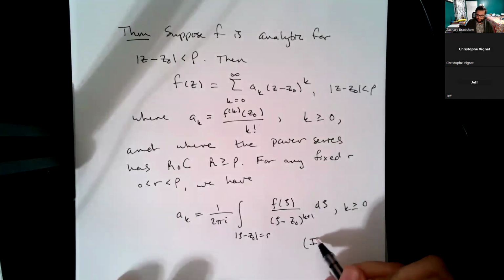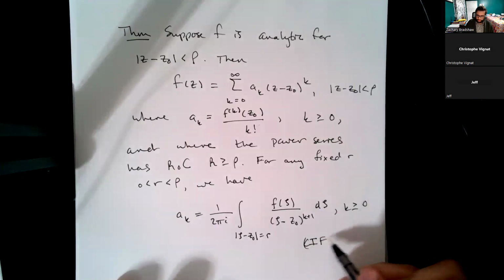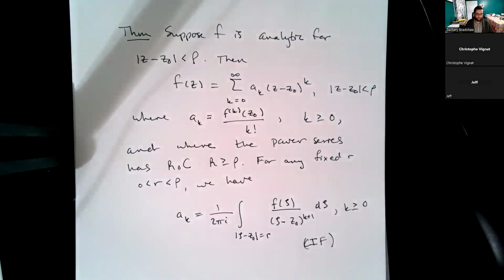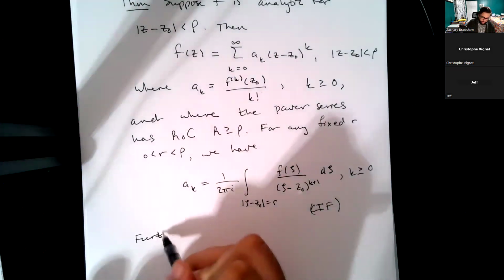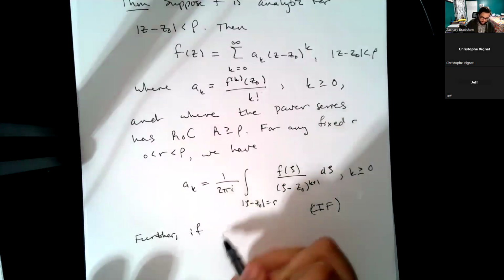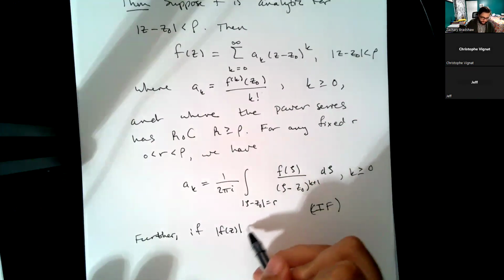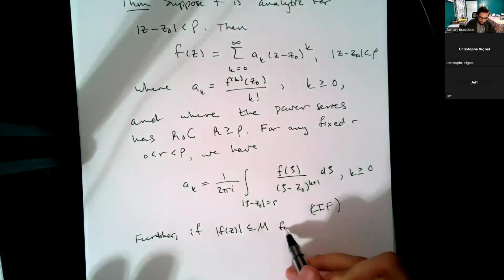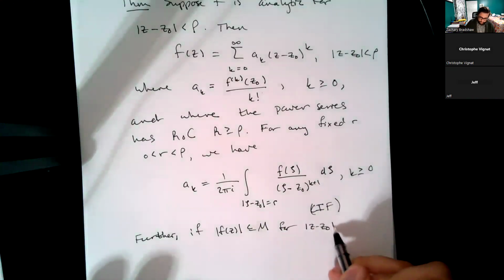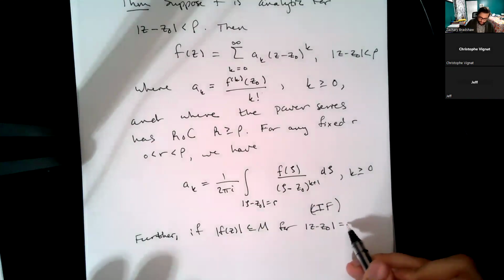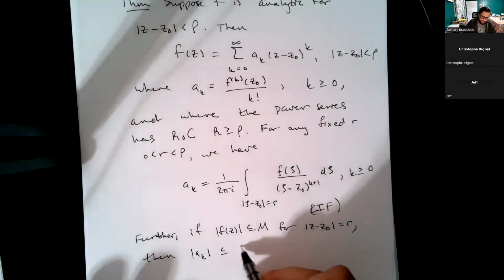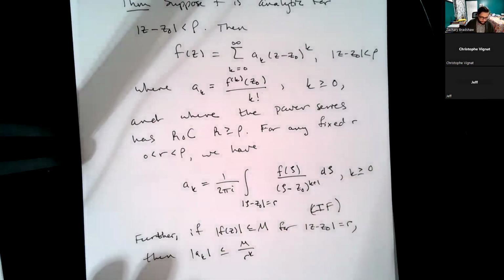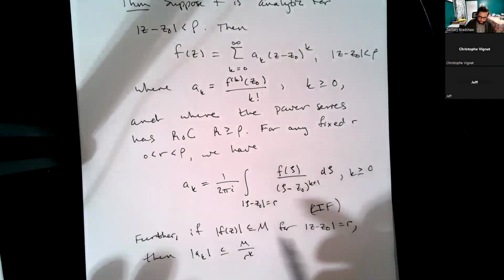So this is basically just the Cauchy integral formula. It's the derivative version, right? So you're just plugging that into this guy. And further, if the modulus of f is less than or equal to capital M for z on the circle centered at z0, radius r, then the coefficients are bounded above by M over r to the k. And that just follows from this formula.